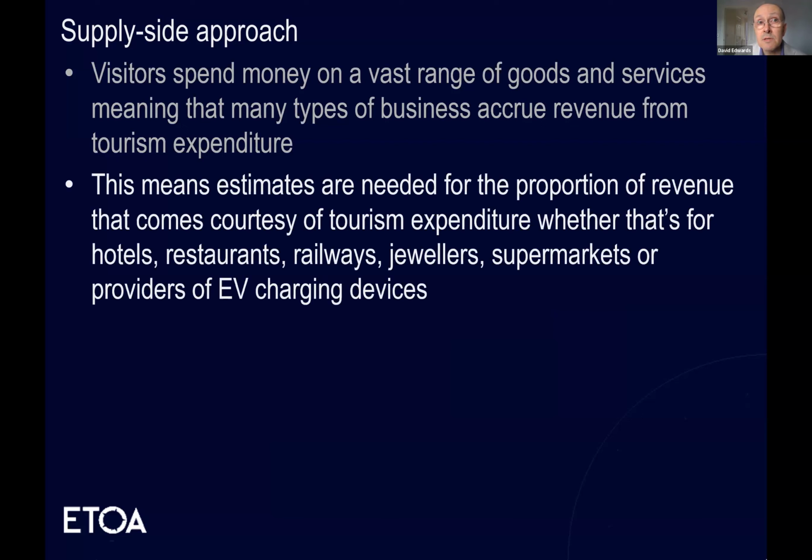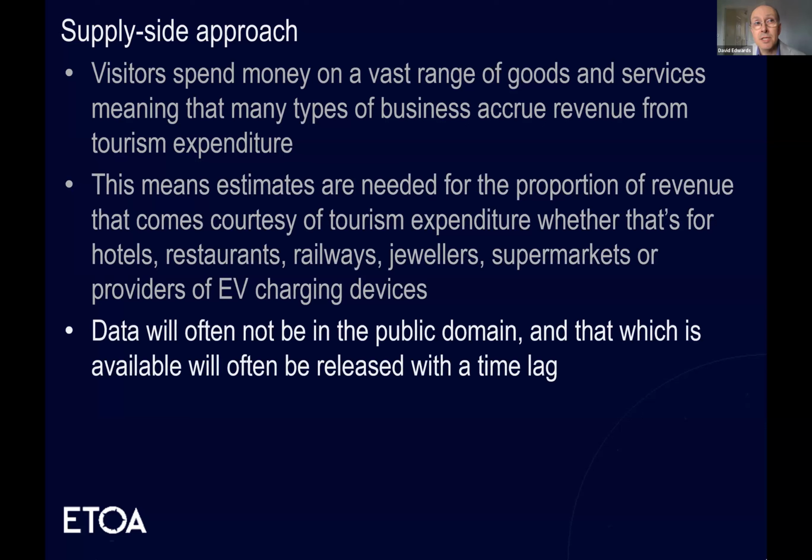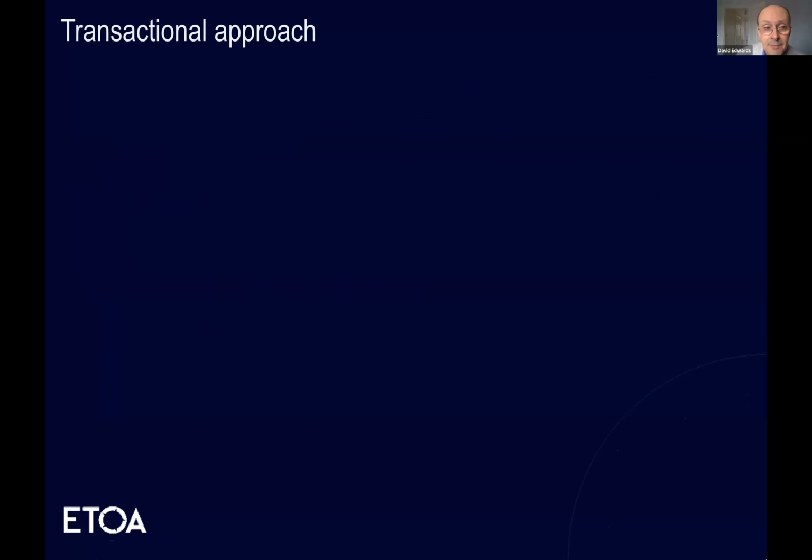Some of those types of revenue, we might think, oh, that's easy. It's going to be pretty much all tourists. But others, of course, are going to be a mix of people who aren't spending money as a tourist and those who are. But perhaps the main challenge when we're thinking about this approach to measuring tourism expenditure is that data is often not in the public domain, and that which is in the public domain is often available with a really quite considerable time lag.